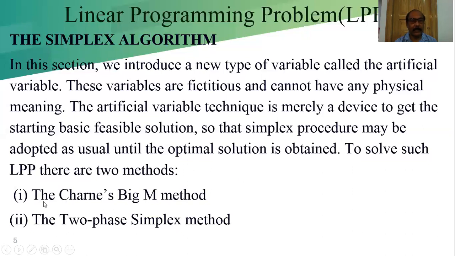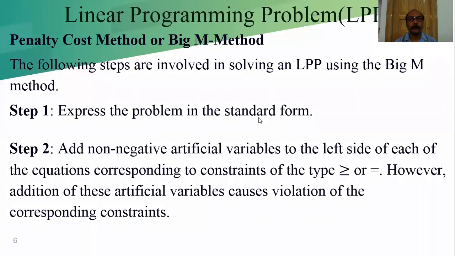There are two methods: one is the Charnes Big M method, and another is the two-phase simplex method. But we learn only the Charnes Big M method, which is in our syllabus. The two-phase method is not in our syllabus right now. The penalty cost method, or Big M method, is known as the Charnes Big M method. The following steps are involved in solving an LPP using the Big M method.